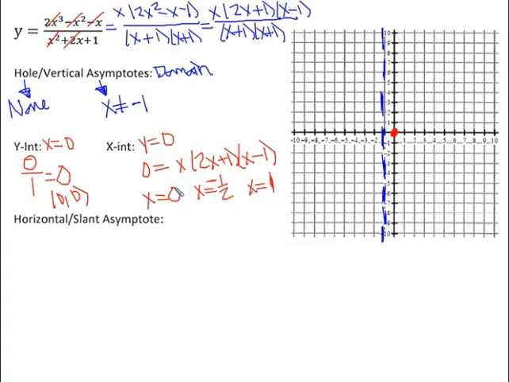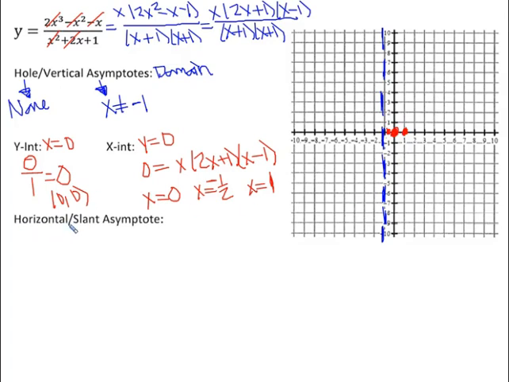So let's plot those. X-intercept of 0 is already plotted. That's at the origin. -1/2 is just a little bit right there. And then an x value of 1 right there. Kind of cramped, but that's okay. We can plot that information.